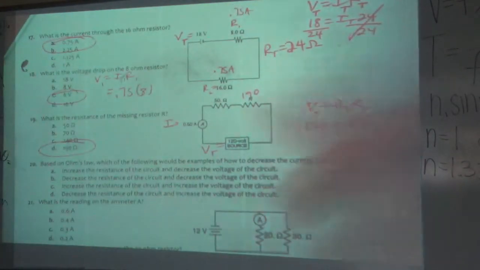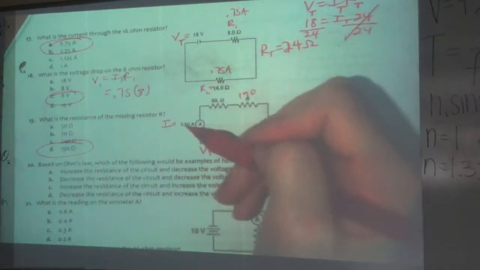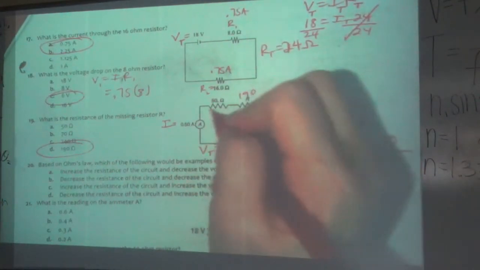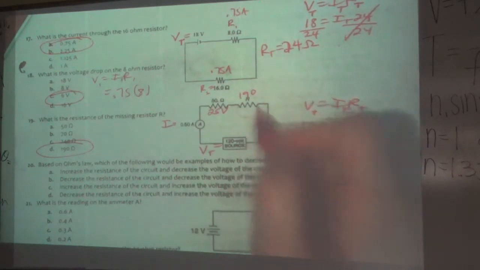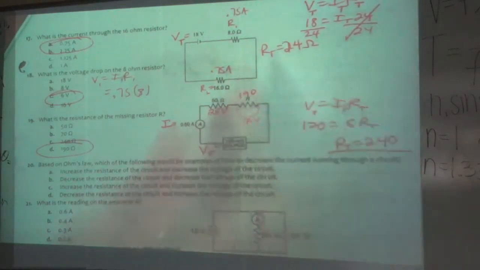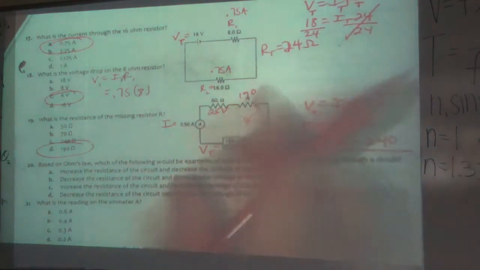The other way you can do it is you can multiply and say, okay, 0.5 times 50 ohms, that's a voltage drop of 25. And then you can say, well, my total voltage is 120. If that one drops 25, then this one has to have a drop of 95 volts, and then divide it by 0.5, the current, and that gives me 190. It doesn't matter. Either way works.